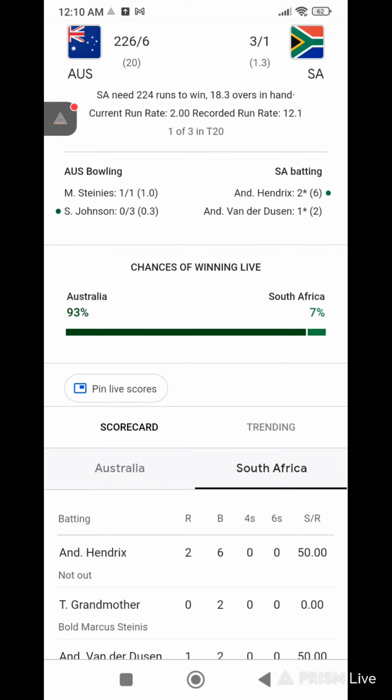South Africa need 224 runs to win in 18.3 overs. 4 for the loss of 1 wicket. Hendricks 3 runs in 6 balls, 50 is the strike rate. Bavuma 0 of 2 and Van der Dussen 1 of 2.